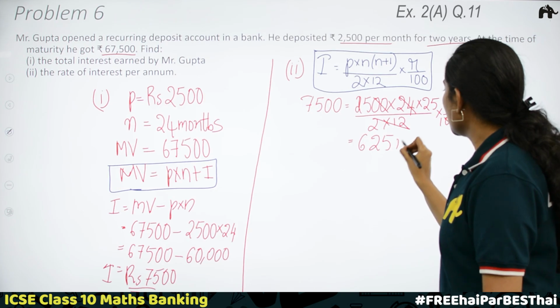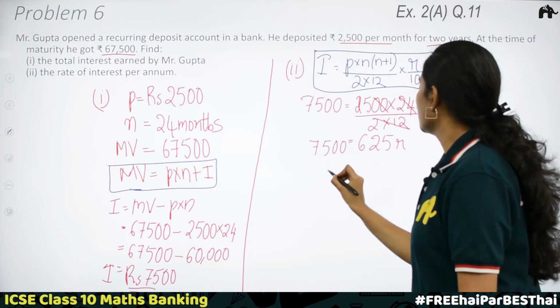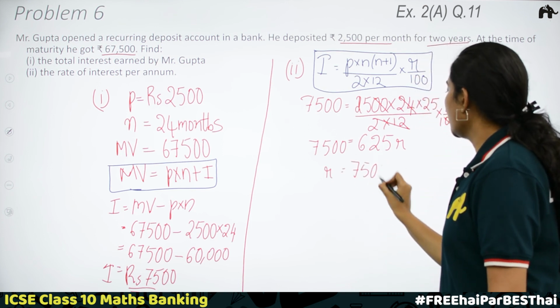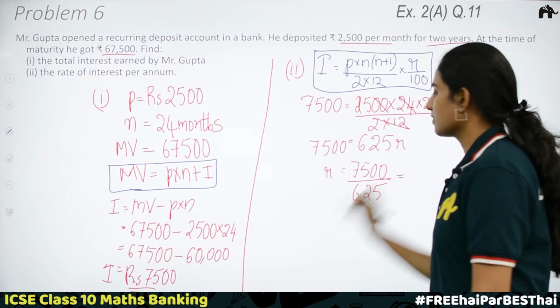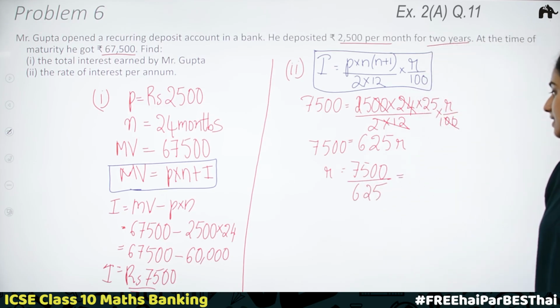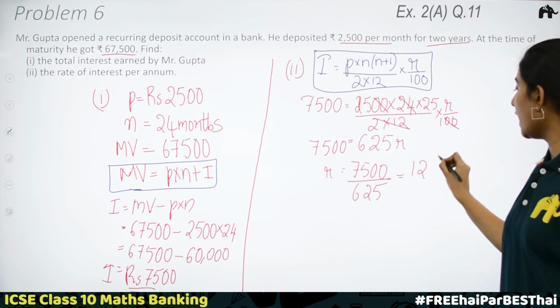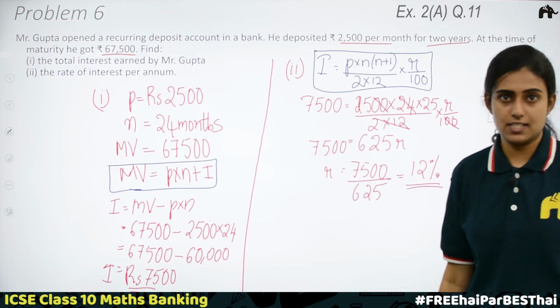625 times R is 7,500. Then R is equal to 7,500 divided by 625. What is the answer? We will be getting R is equal to 12%.